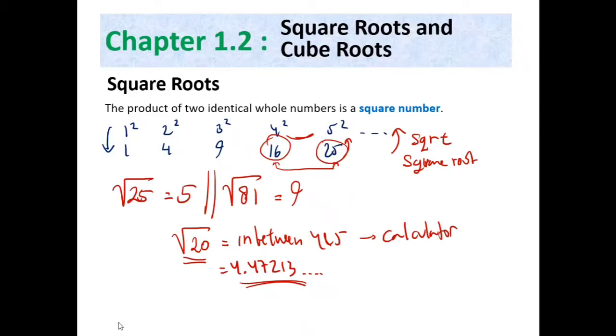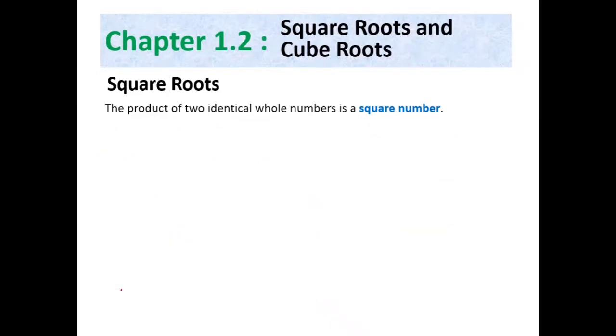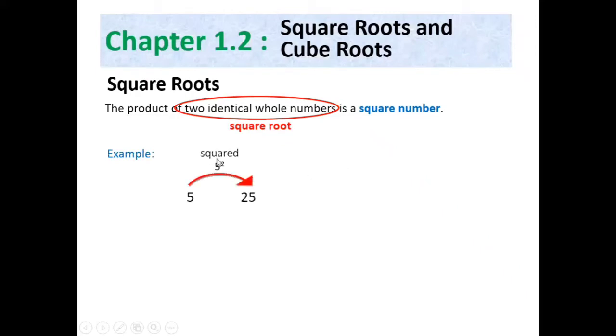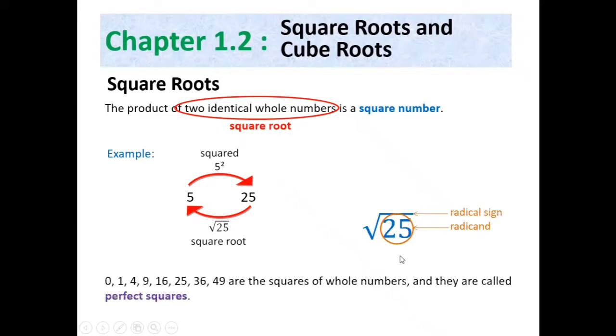Okay, next. Two identical whole numbers, square root. Example, 5 squared is 25. Square root of 25 is 5, as I explained just now. And this will be called the radicand. This is the radical, and this will be the answer. So 1, 4, 9, 16, 25, 36, 49 are the squares of whole numbers. They are called the perfect squares. 0 square, 1 square, 2 square, 3 square, 4 square, 5 square, 6 square, 7 square, and so on. Okay, that's called a square number.